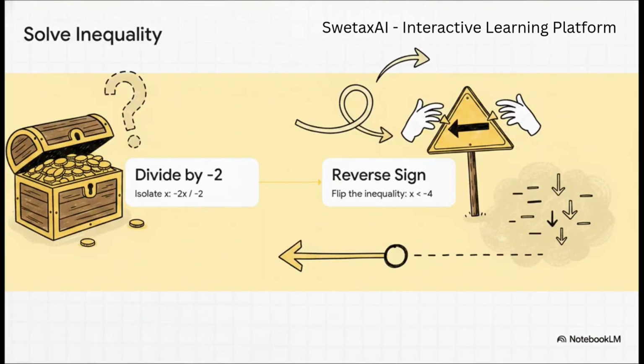Let's slow down for a second and see this in action. If we have negative 2x is greater than 8, our first instinct is to divide by negative 2, right? And that's correct. But because we divided by a negative, we have to flip that greater than sign around to a less than sign. So the result is x is strictly less than negative 4. And if we were mapping this treasure hunt visually on a number line, we'd mark negative 4 with an open circle because it's strictly less than, not equal to, and draw an arrow pointing all the way down into the negative numbers. And there you have it.